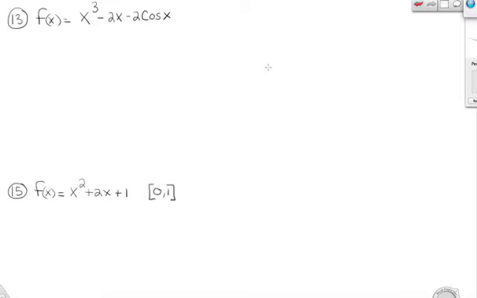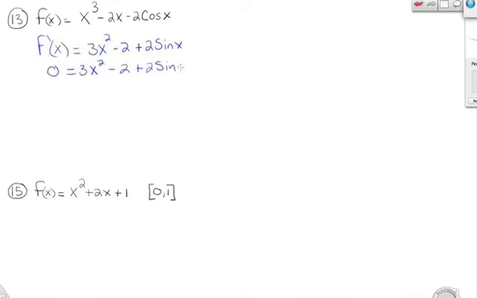Okay, so now 13, same thing. Checking out my domain, cosine we can take of anything, and so there are no endpoints; the domain is all real numbers. So we need to focus simply on my critical values. So I get 3x squared minus 2 plus 2 sine of x. So now I want to set this equal to 0. And close inspection here shows me I'm kind of in for it on this one.